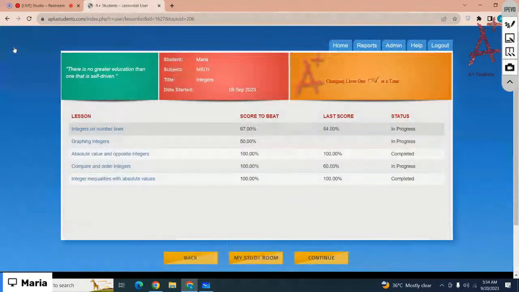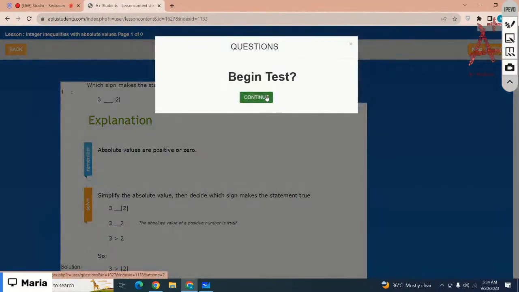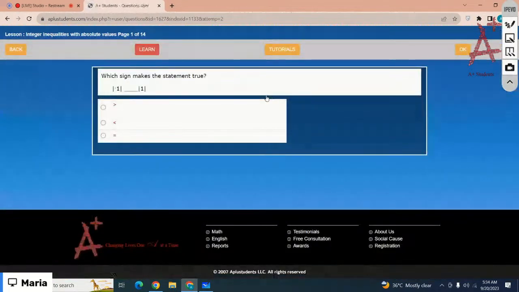integer inequalities with absolute values, right? Okay, so we have inequalities that involve absolute values, right? Okay, let's just start with the first one. Absolute value of negative 1 and absolute value of 1. Which is the correct option? Are they greater, less, or equal?